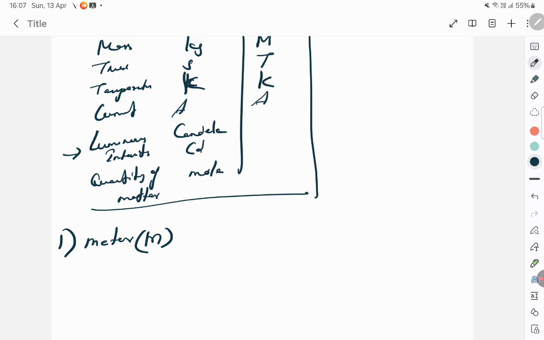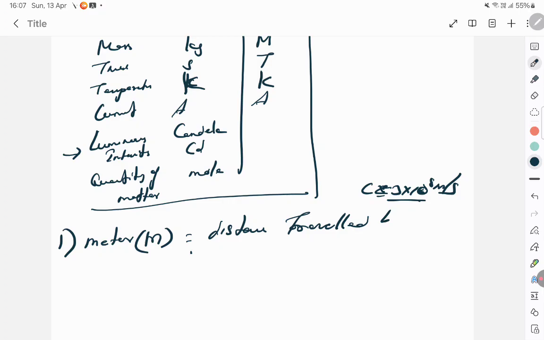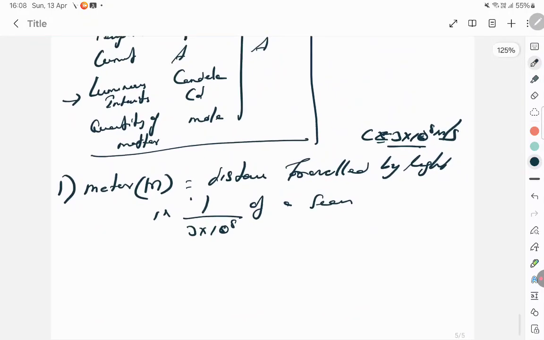The meter is the distance traveled by light in 1/(3 into 10 to the power 8) of a second. You know, light travels at a speed of 3 into 10 to the power 8 meter per second, which means it's covering so much distance in 1 second. So 1 meter is the distance traveled by light in 1/(3 into 10 to the power 8) of a second. You understood this? Okay, that's about 1 meter. What is 1 meter? It's the distance traveled by light.